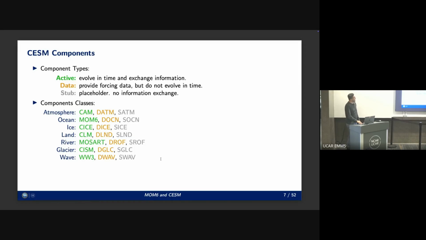So the reason we have these different types of components for each component class is, let's say when we want to only focus on ocean, study ocean, we can have an active ocean model and we can have data atmosphere, data runoff, etc. That way we have a computationally less expensive model and we can actually isolate our concerns and focus on ocean without adding additional complexity into the system.